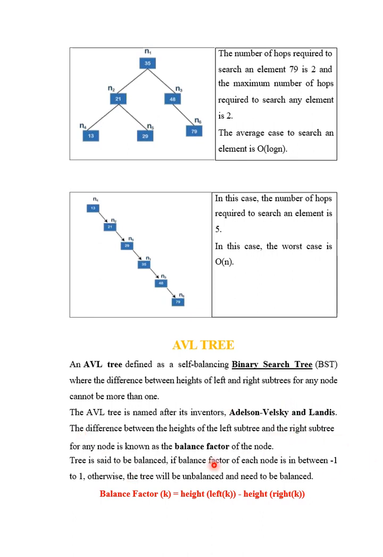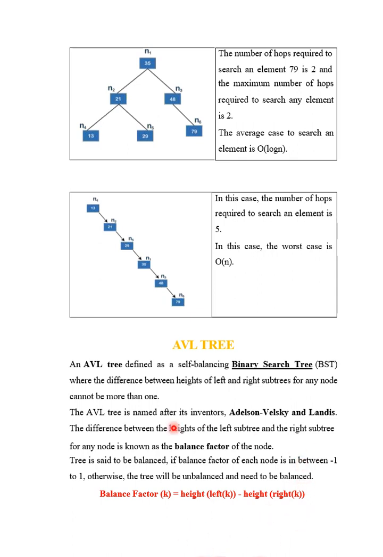So the difference between the height of the left subtree and right subtree of any node is known as the balance factor of the node. The tree is said to be balanced if the balance factor of each node is between -1 and 1. That is, it may be either -1, 0 or 1. Then the tree will be balanced. If it is greater than that, then the tree will be unbalanced, so we have to balance the tree accordingly.